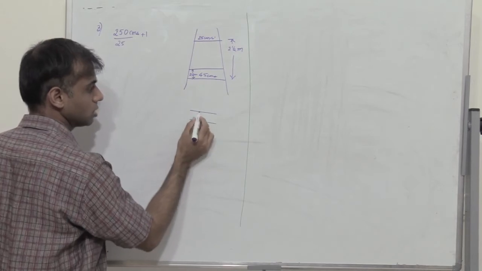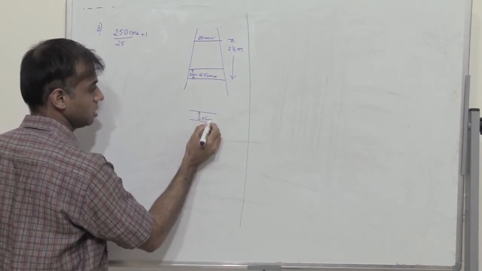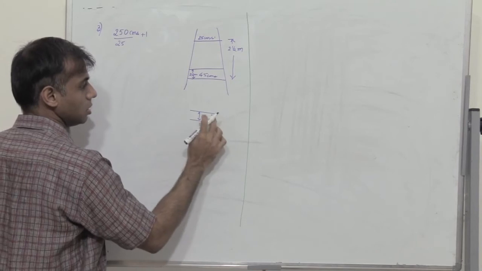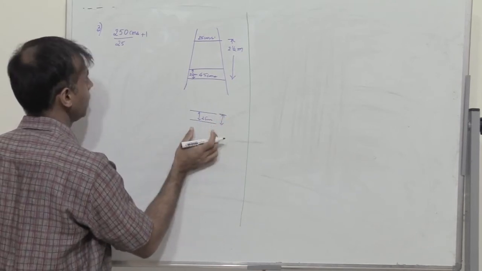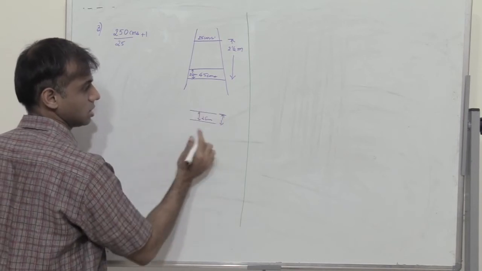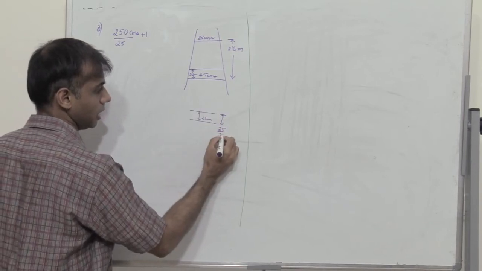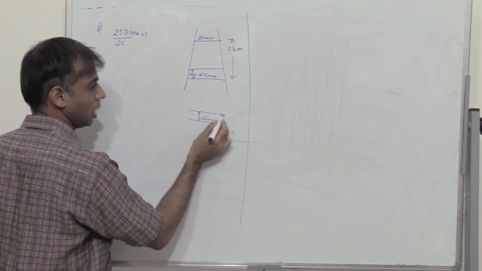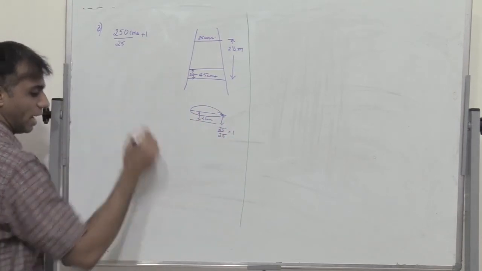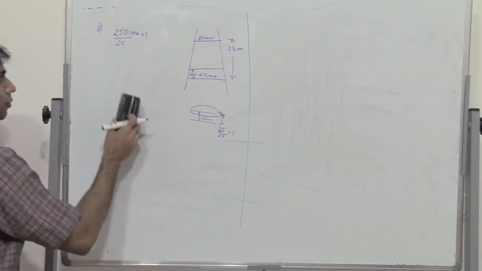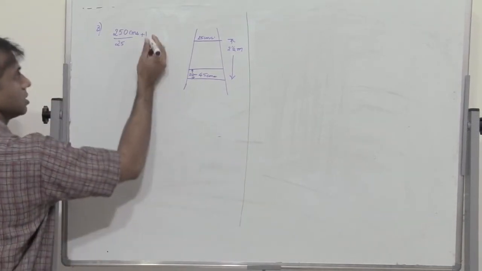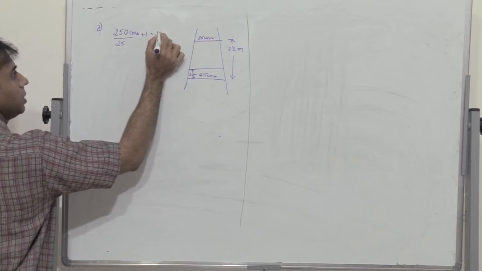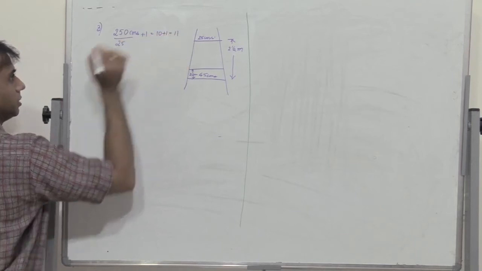If I have two rungs, the distance is 25 centimeters. Okay, so how many rungs would be there? So the distance divided by this distance, so 25 by 25 would give me 1. So I have an extra rung here, so I need to add plus 1 to find out the total number of rungs present. So the total number of rungs present would be 10 plus 1, which is 11.